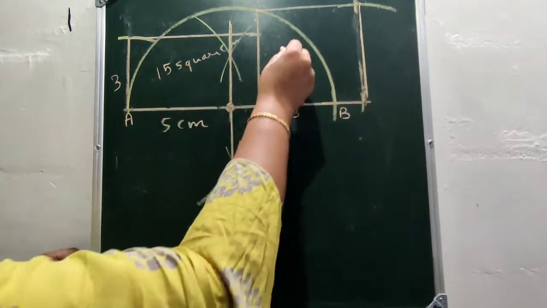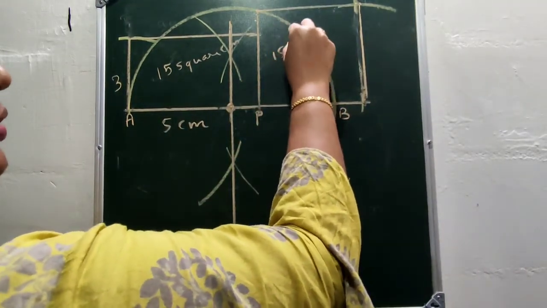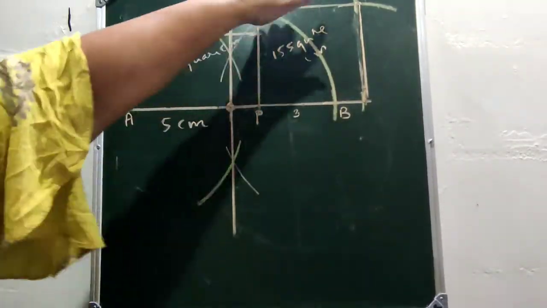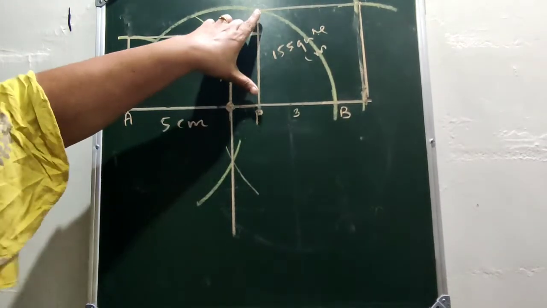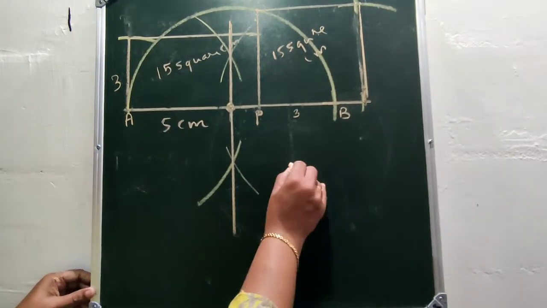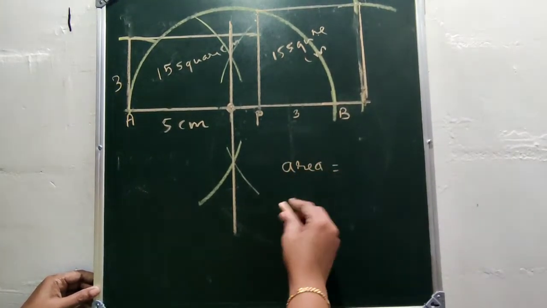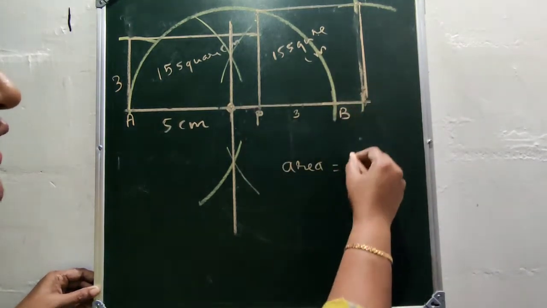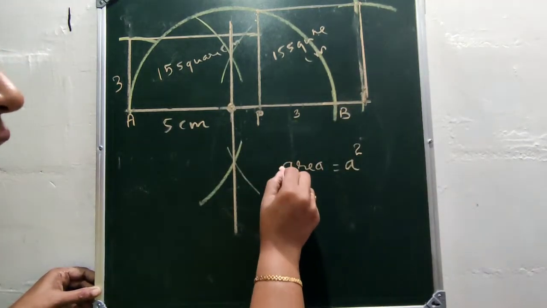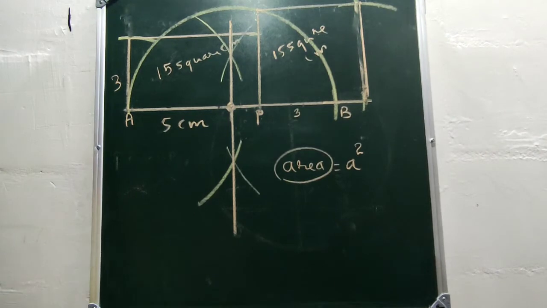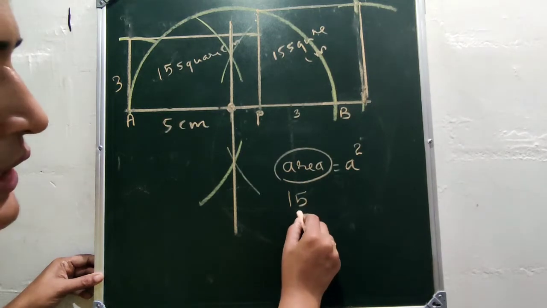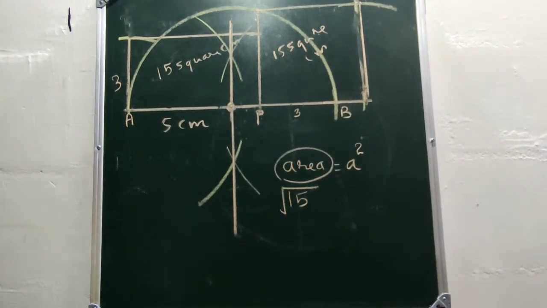So this is our square of area 15 square centimeter. That is, the area of the square is 15 square centimeter. Then what will be the length of one side of the square? See here, what is area? Area is actually side squared. If the side is A, area is equal to A squared. Here the area is 15. Then what is the length of one side? The length of one side is equal to root 15.